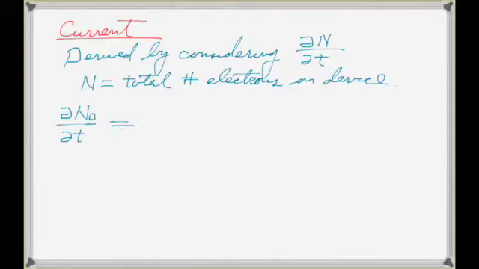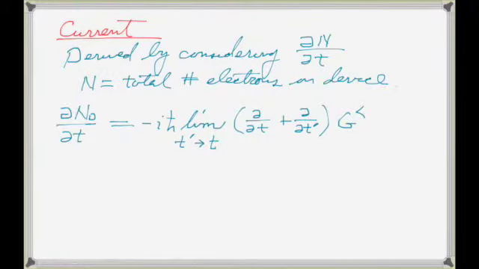And the way people do this, starting from the Green's function, is they say that's minus i h-bar times the limit, because you can't just set these equal right away, as t prime goes to t, of d/dt plus d/dt prime, G less than of t comma t prime.